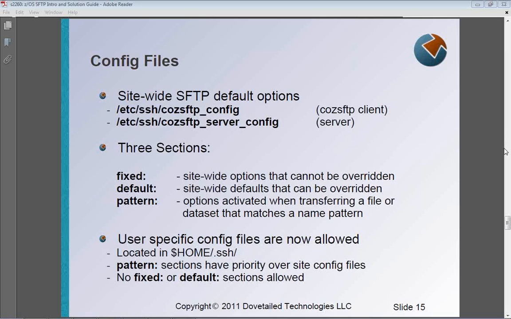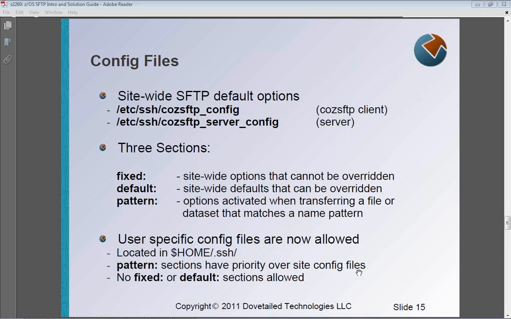Now, in addition to having a pattern section for site-wide config files, and you can repeat this pattern section as many times as you want with as many different patterns as you want, we've also introduced or allow for copies of these files, cozy SFTP underscore config and cozy SFTP underscore server underscore config, to be placed in any individual user's home SSH directory. So you can make a copy of this file and place it in your home SSH, and individual users then can specify their own patterns, which will be given priority over the site configuration files.